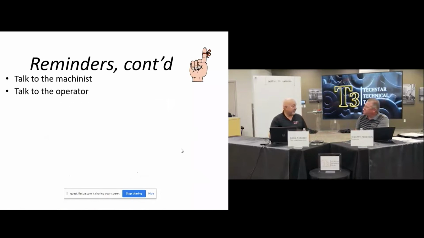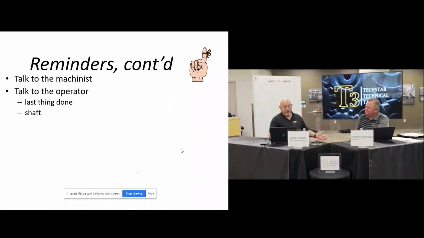Talk to the operators. They're out there every day. Again, you've got to be constructive when you talk to them. Be a team player. You want to know the last thing done to that machine.